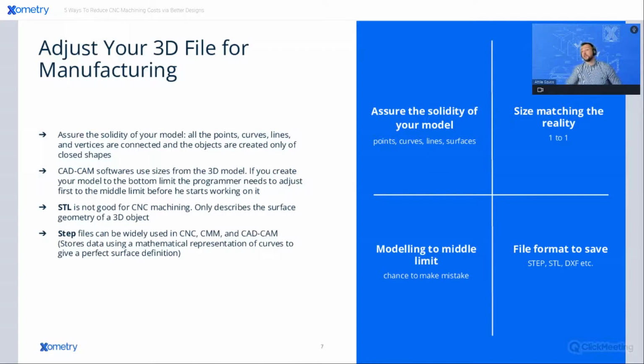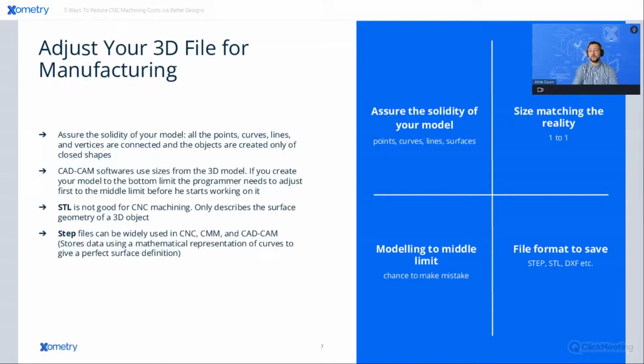Another important thing on your 3D model is modeling to mid-limit. I understand when you model something and then figure out what kind of tolerance there is. You don't want to be smaller, but you can be bigger, and after that you just don't want to change your model.